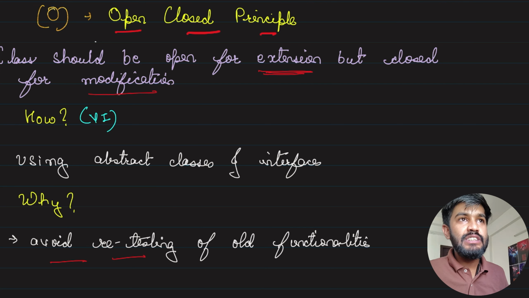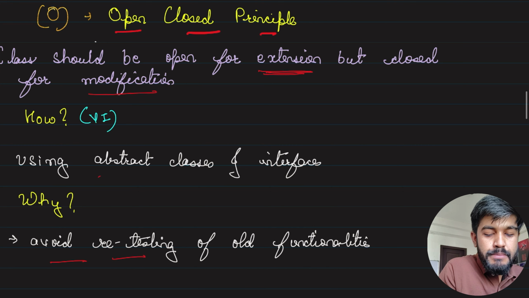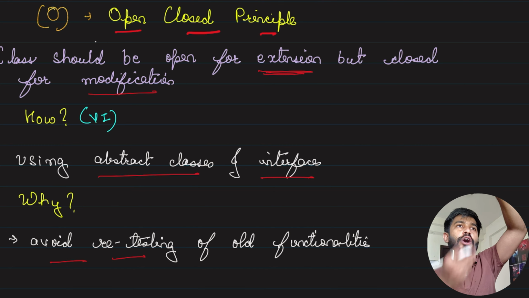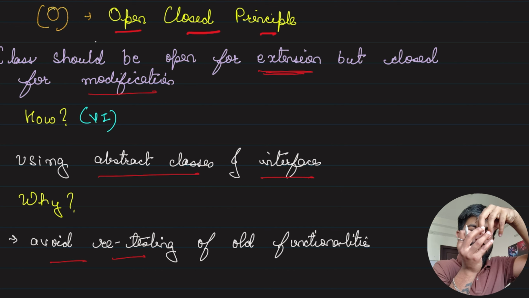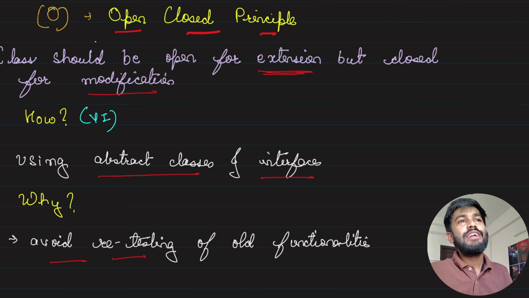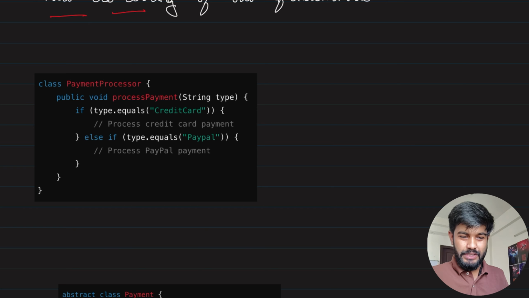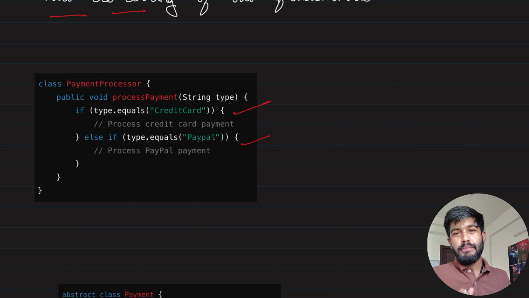And the very next thing is, seems good enough, but how do we do it? We do it using abstract classes or interfaces. That is, we have an abstract class on top, and this is the original product, and we just inherit it and bring a new product. Okay, now let us see a real life implementation. Let's say we have a payment processor. So as of now, we accept only credit card and PayPal.